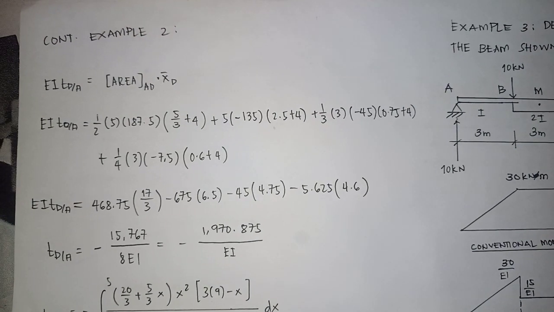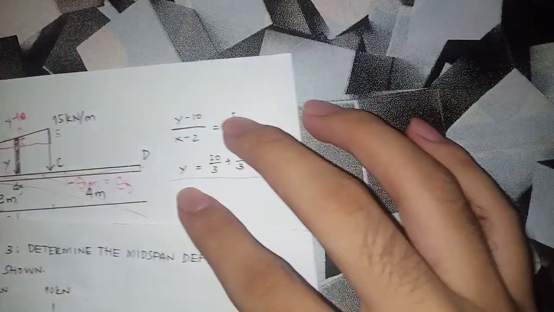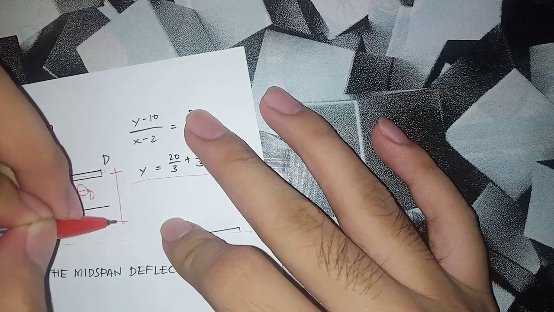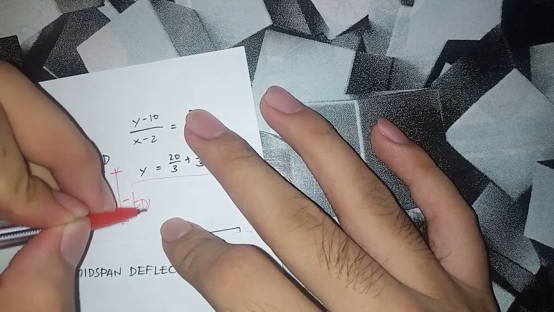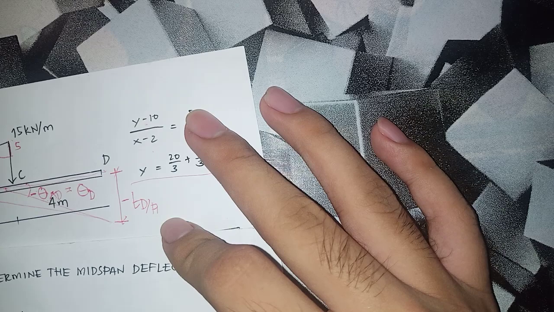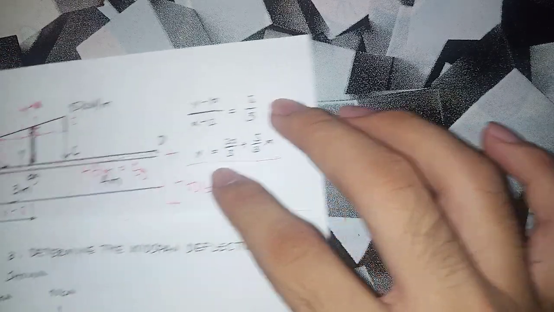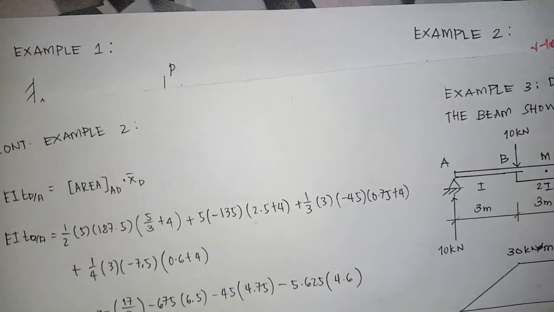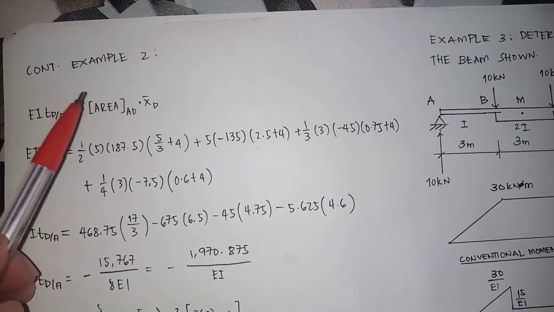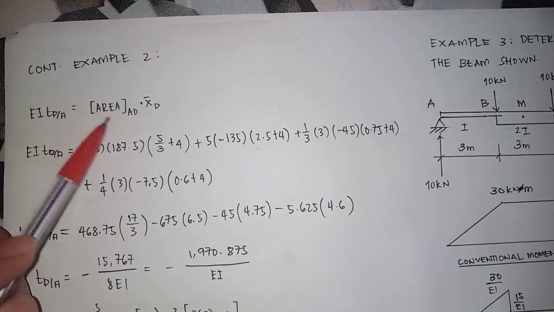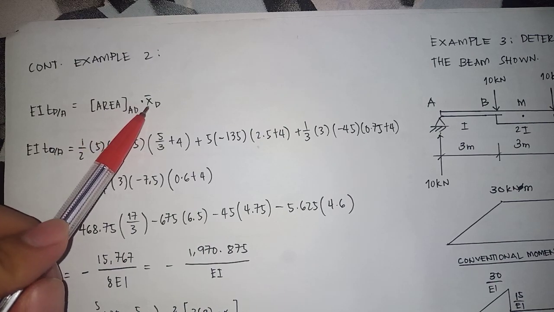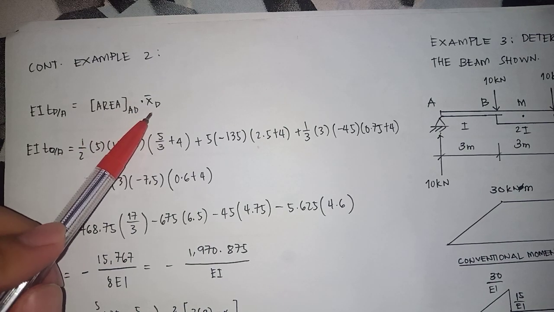Dun naman tayo sa deflection. Okay. So, we have what? Balik tayo rito muna, no? So, actually, ito yung TDA or rather negative TDA. Okay, alam natin kung bakit, no? Ito yung delta D. So, paano kukunin yung TDA or EI-TDA? We have what? Area, okay, between A and D times the distance of the centroid from point D.